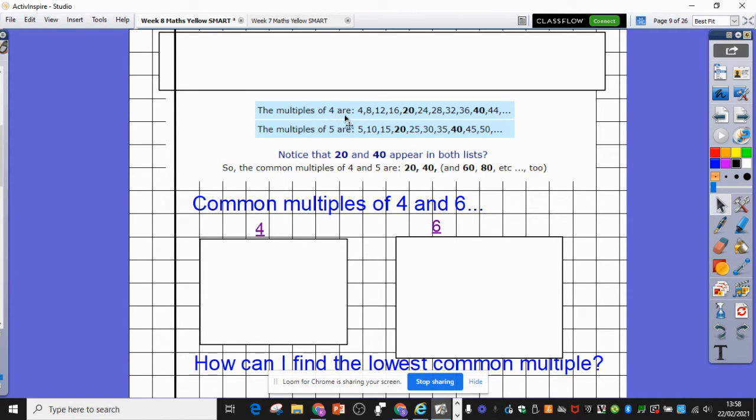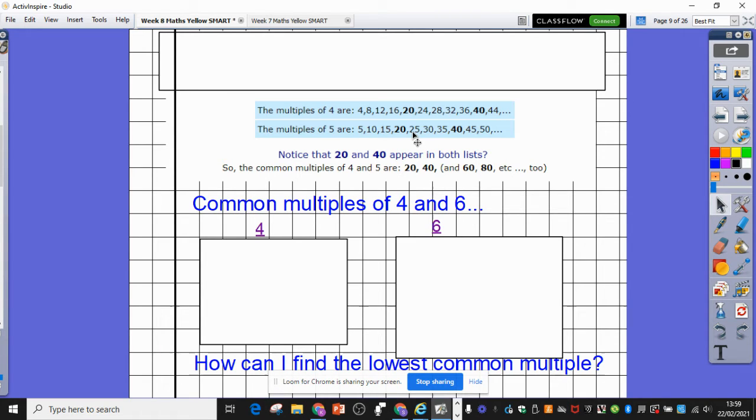So here we have the multiples of 4 that I've listed. Clearly, those little dots mean that they can go on. You can go into 44, 48, 52, and so on. And then we have the multiples of 5. 1 times 5, 2 times 5, 3 times 5, 4 times 5, 5 times 5, etc. I'm sure you've got the idea now.